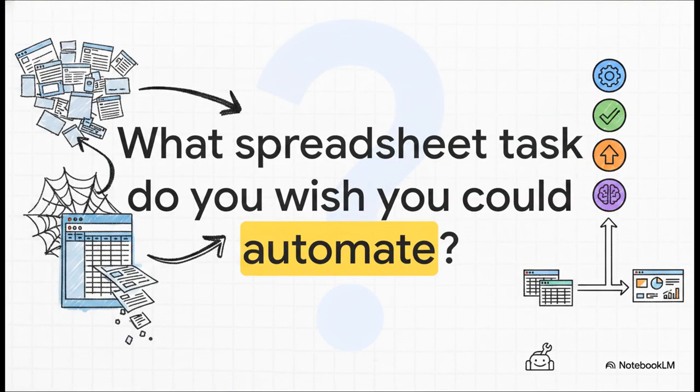I want to leave you with a bit of a provocative thought as we close out today's explainer. I want you to look at your own daily workflow. Look at all those tabs you open every single morning and just ask yourself, what is the one spreadsheet task you wish you could automate today? Seriously, think about it. Identify it, apply the 4 steps we just covered, and take your very first step toward turning those scattered spreadsheets into a slick, automated business dashboard.